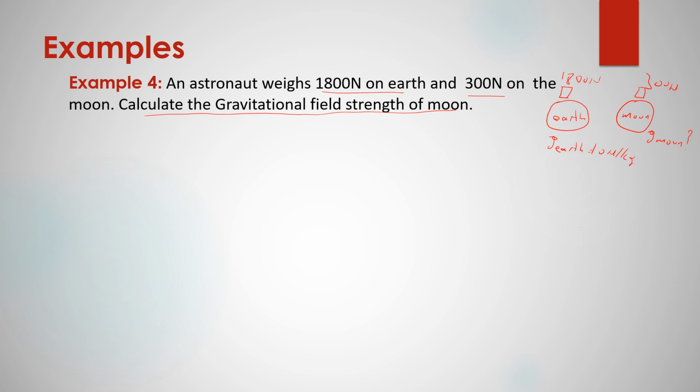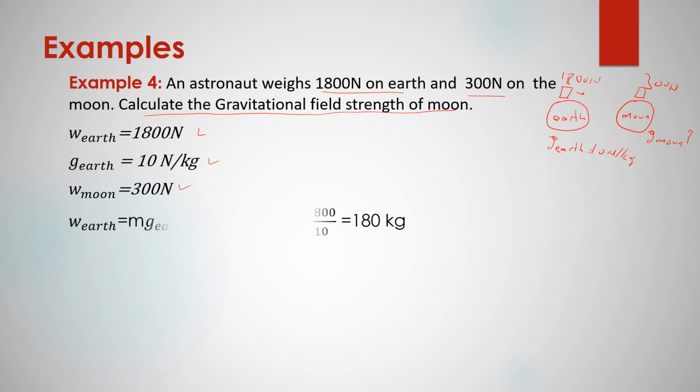We will find it. Here in this question, what we don't know is the mass of the object. So first of all, we have to find the mass of the object. On the earth, what is given in the question? 1800 Newton, the weight of the object, and the gravitational field strength is 10 Newton per kilogram. The weight of the object on the moon is 300 Newton, given in the question.